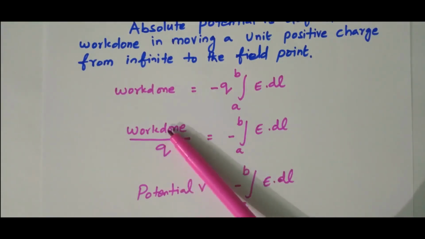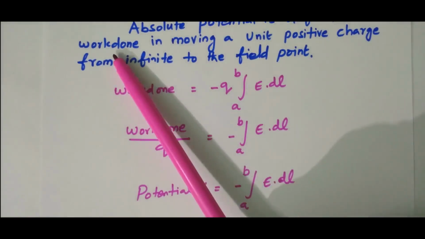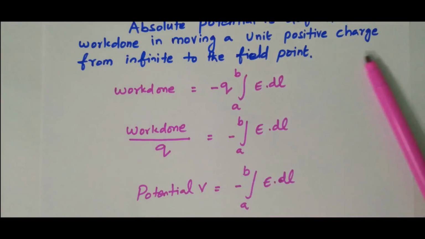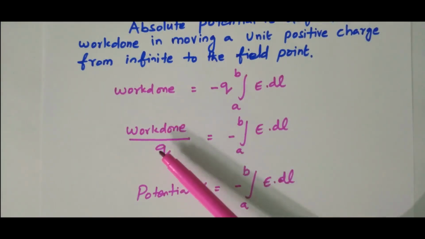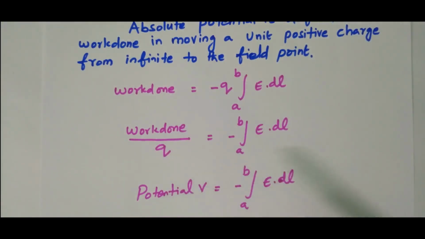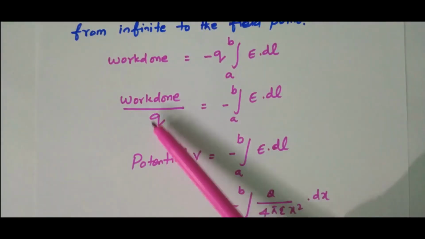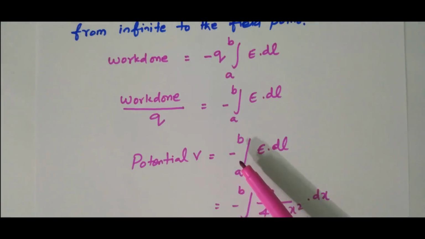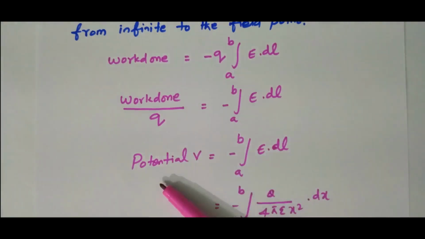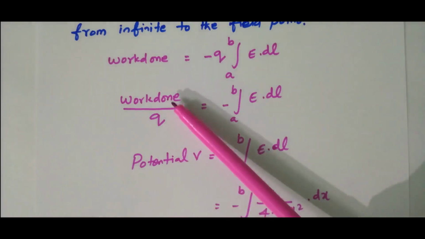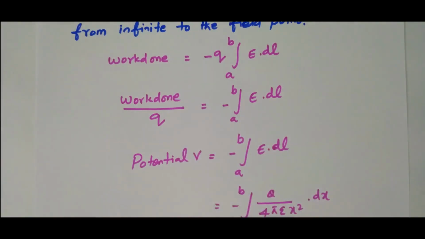What is the work done by the charge? From the definition it is clearly given: work done in moving a unit positive charge. So work done by charge is nothing but potential V. So the potential V is nothing but work done by charge, which equals minus integral a to b E dot dl. Work done by charge is potential, work done in moving a unit positive charge, so this can be replaced as potential.